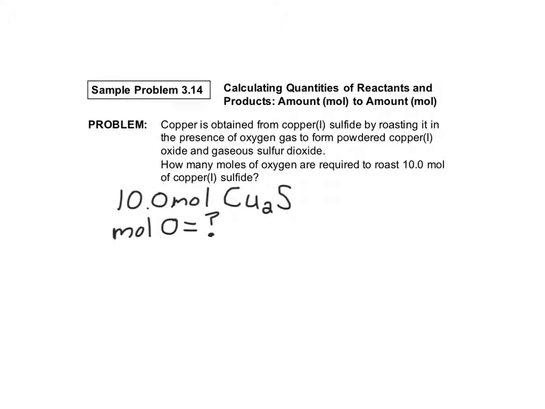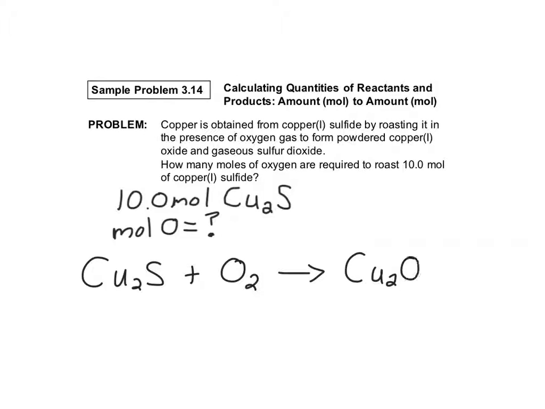We have to identify our reactants first. It says copper is obtained from copper 1 sulfide by roasting it. So copper 1 sulfide is going to be my first reactant listed there. They're going to roast it in the presence of oxygen gas. So plus O2 to form. Now I'm going to write my yield arrow, right? That word form lets me know I'm now talking about products. Copper 1 oxide. So copper 1 still has a plus 1 charge. And I'm going to have 2 of them because oxide has a -2 charge. So I've got to have 2 of those plus 1 charges to counteract my -2 charge of the oxygen, plus gaseous sulfur dioxide, so plus SO2, right? Sulfur dioxide.